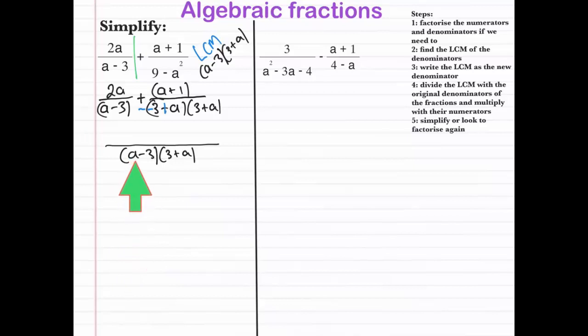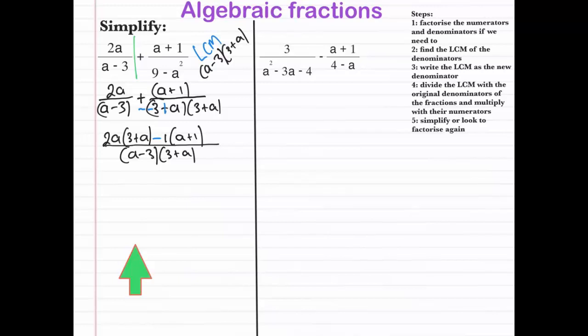So now again, we have to take this LCM divided by that denominator. So (a minus 3)(3 plus a) divided by a minus 3 is just a 3 plus a. So I have to multiply it with the 2a. So that is what it becomes. Okay, great. Now that's a plus and a minus. It will become a minus. Okay, so the plus and the minus gives me a minus. And then if I take this and I divide it by those two brackets, I get exactly a 1. And a 1 times that a plus 1 will just be 1 times a plus 1. Okay, great. Then continue to simplify the numerator.